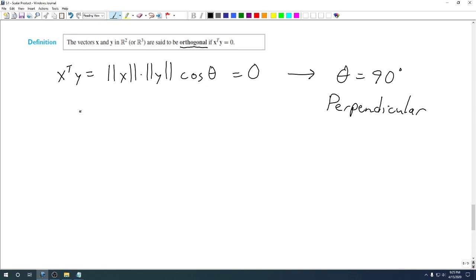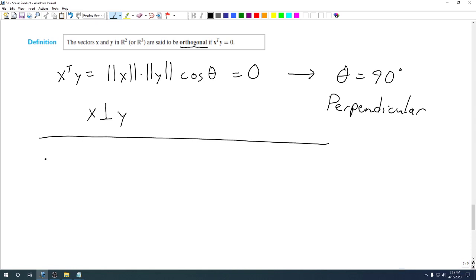So they're orthogonal if their inner product is 0, and when they're orthogonal, we'll sometimes use the shorthand notation x is perpendicular to y. This is a nice way of just saying x is orthogonal to y, or x is perpendicular to y. So, that's just a shorthand.